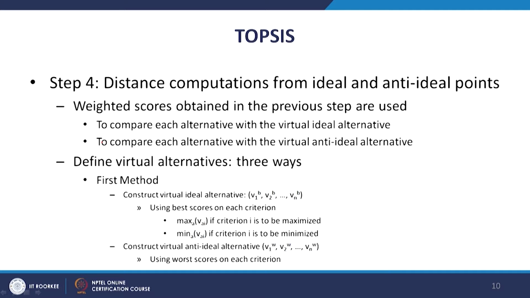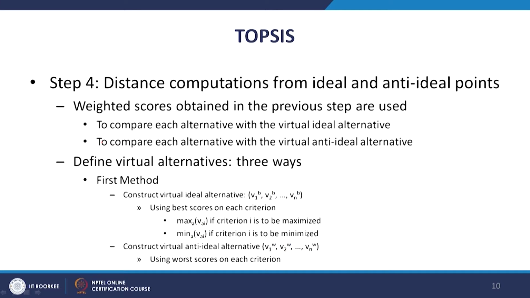So, remember, if the criterion is to be maximized, the best score is going to be the highest value. If the criterion is to be minimized, then the best score is going to be the minimum value. So, therefore, that has to be taken care of while constructing the virtual ideal alternative. Once this is done, we will get this virtual ideal alternative denoted as V1b, V2b up to Vnb.